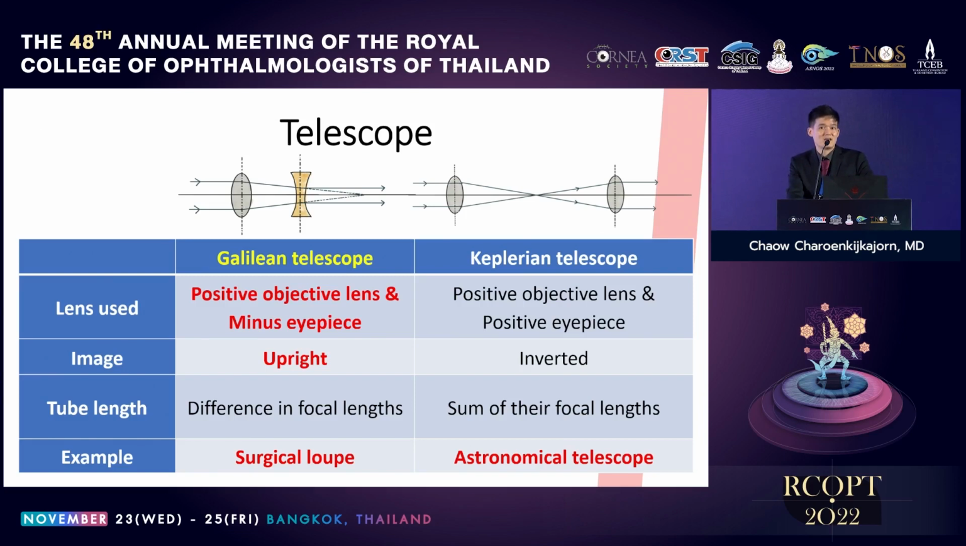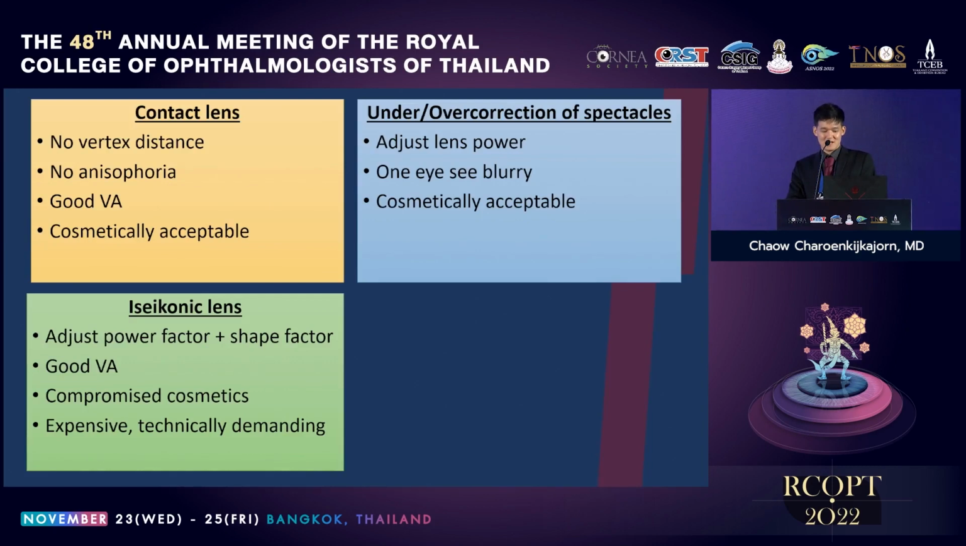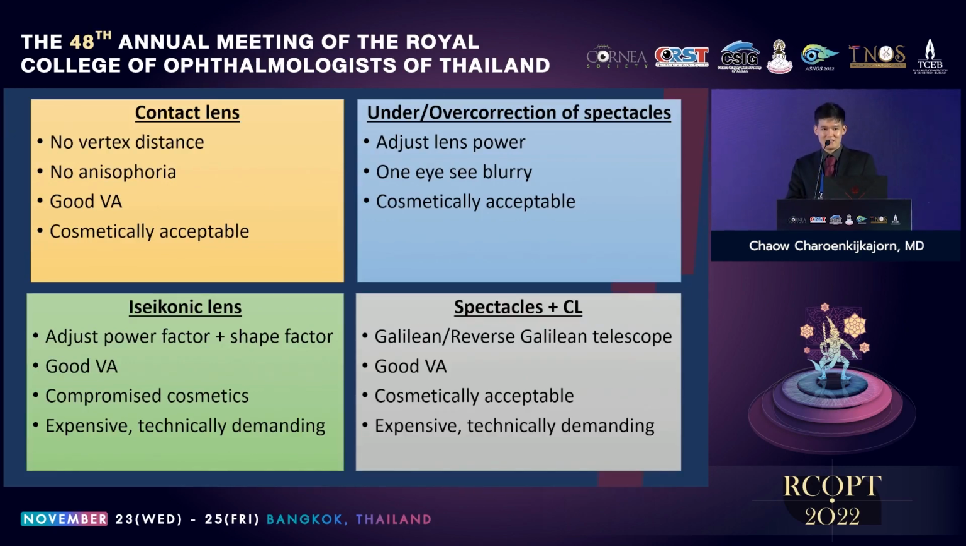And when I think about the Keplerian telescope, I think about the astronomical telescope that we use to look at Mars and Jupiter. And that's an inverted image because who cares if Mars is upside down, you know? And you can tell that the astronomical telescope has a very long tube compared to the surgical loupe that we use. So when you calculate the tube length, it's the sum of their focal lengths versus the difference between the focal lengths. Yes, and that is the summary of what we talked about so far.